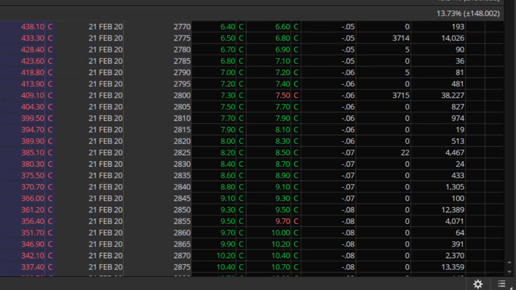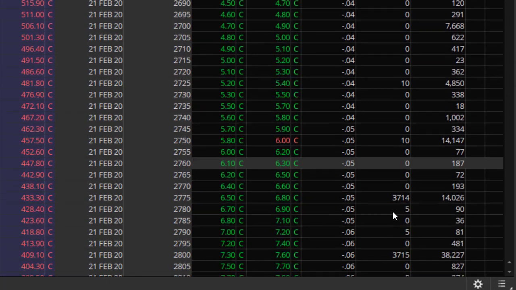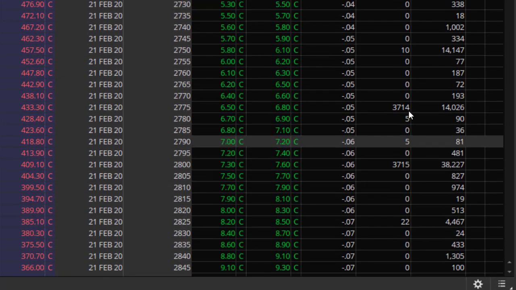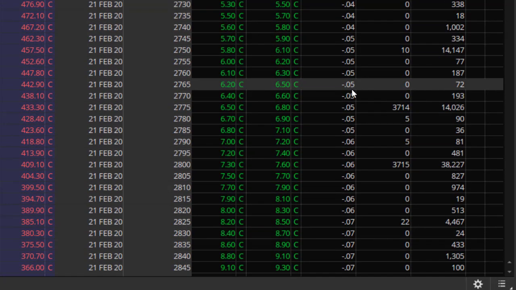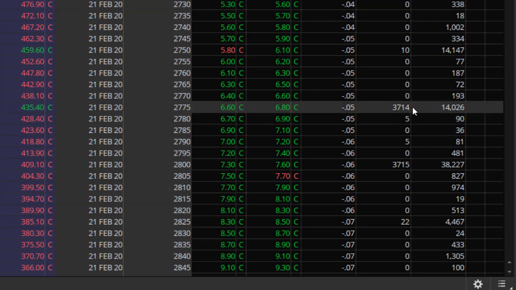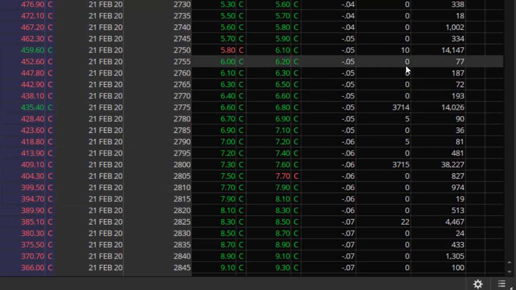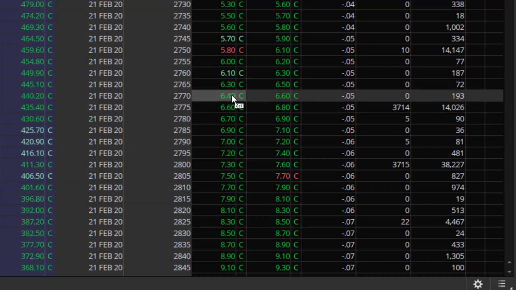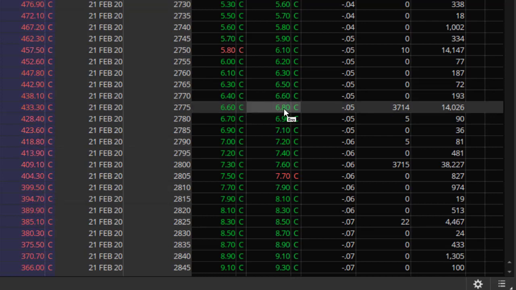Let me put it in here. That's way down there, isn't it? So we actually have 1, 2, 3, 4, 5, 6, 7, 8 delta 5s. So it's really your choice. In this case, I would probably choose the 2775. The fill here is going to be a little bit easier, maybe not on the sold strike. So we're going to buy a 20-point wide put credit spread. I'm sorry, put debit spread.